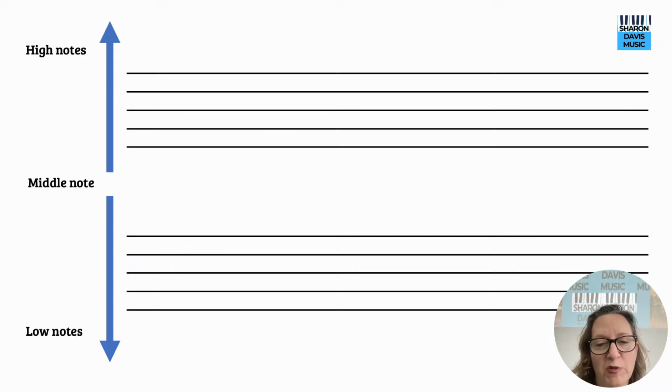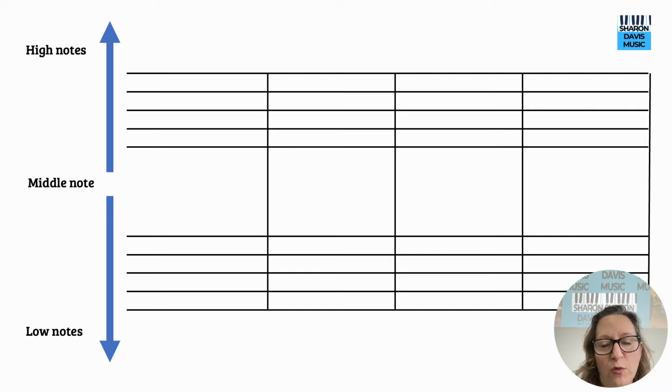But we need to know a bit more specifically how high or how low the notes are that we want to be playing, and that's what these 5 horizontal lines, we've got a set at the top and a set at the bottom, that's what their job is, so that we can be specific about which note.